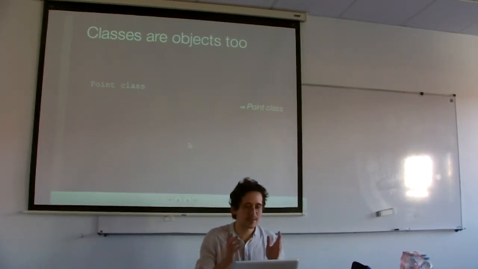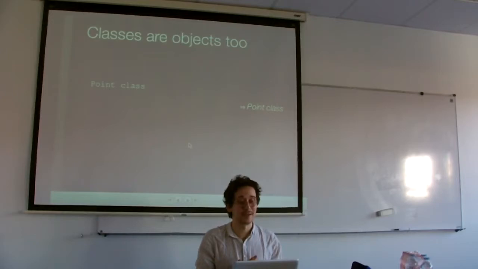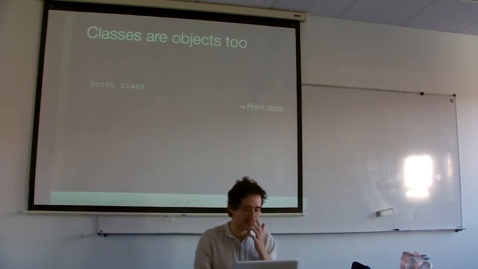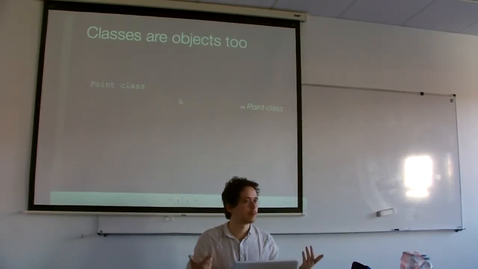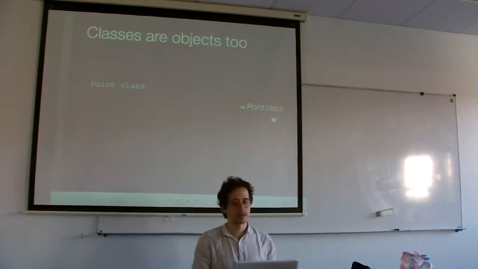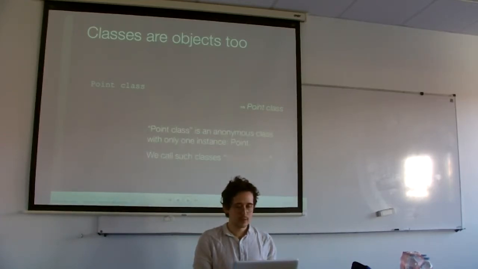Okay, so classes are objects too. If classes are objects and objects have classes, that means that a class must have a class. So if I send the message class to the class Point, I get the result, and that's a so-called metaclass. It's anonymous because its name is just the same thing as the expression that returns it. It's self-evaluating, but that's the name of this metaclass. Each class has its own metaclass.